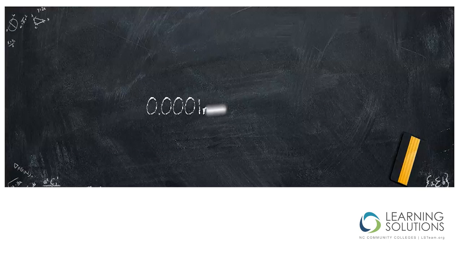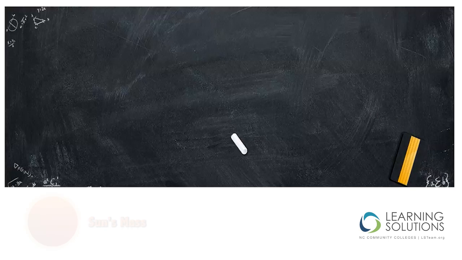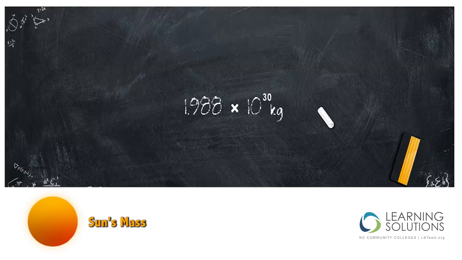Scientific notation allows scientists, mathematicians, and you to write numbers and measurements that are very big or very small in a simpler way. Think about these measurements. The circumference of the Earth is about 40 million meters. That's a lot of zeros to write. It's much simpler to work with this value as 4.0 times 10 to the power of 7 meters. The Sun has a mass of 1.988 times 10 to the power of 30 kilograms.